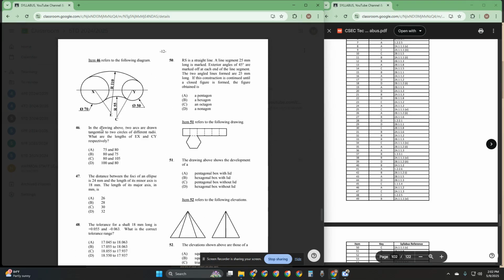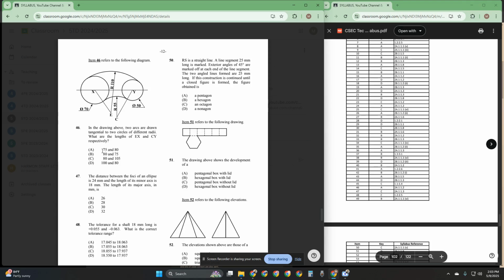46. In the drawing above, two arcs are drawn tangential to two circles of different radii. What are the lengths of EX and CY respectively? So this is EX and this is CY. They want to know what their lengths are. The larger of the two circles has a diameter of 70, which is a radius of 35, and the smaller has a radius of 25. Number 46, they say the answer is A.